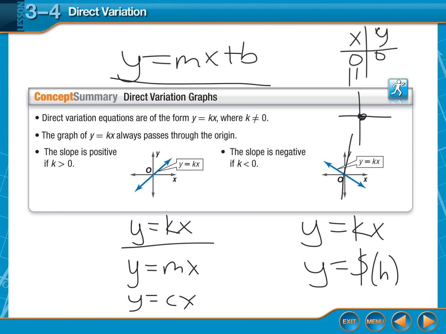Okay, so we are going to have that constant variation when we make every hour. Does that make sense? Yeah. Okay, so if you don't do anything, you're not going to get anything, right? That's what this is saying. You're always going to start at that origin. Okay, that's the only difference between direct variation and slope-intercept form.